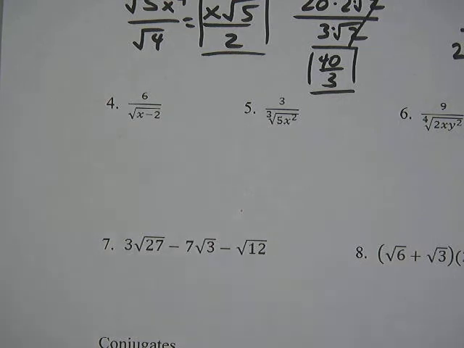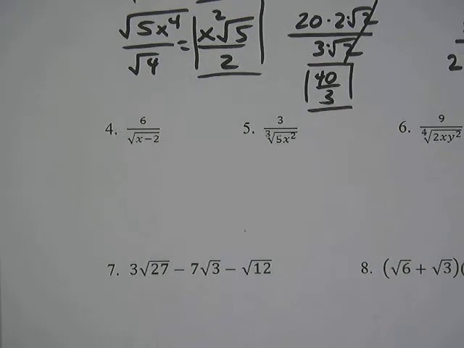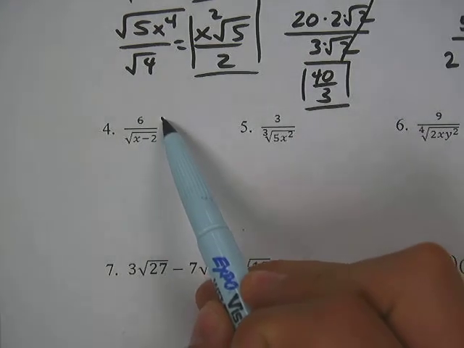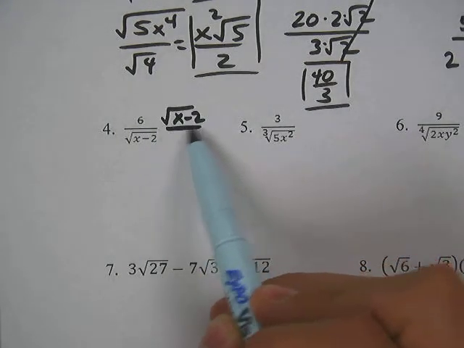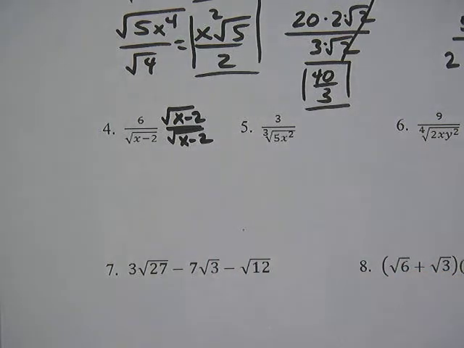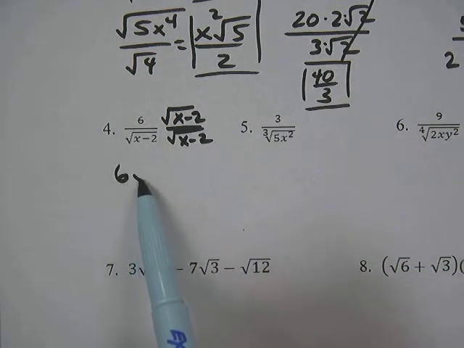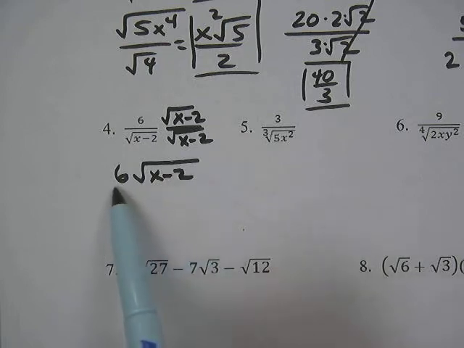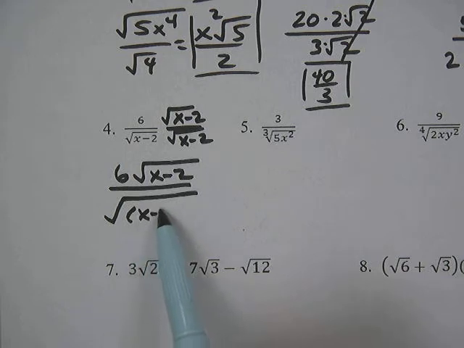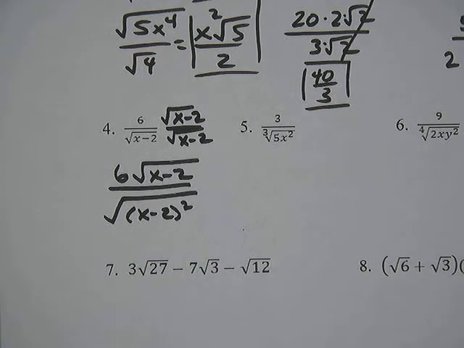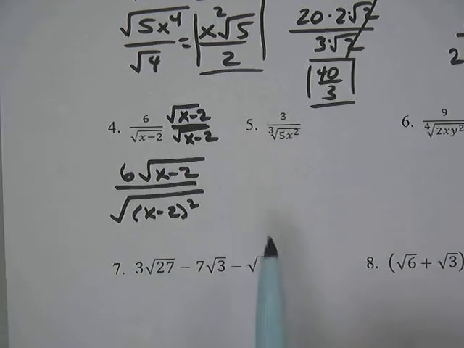Well, let's take a look at this fourth one right here. Again, you notice we have a radical on the bottom. Having radicals on the bottom is something we are not going to accept as simplified. So I need to get rid of that radical. How do I do it? Well, I'm going to rationalize it again. In other words, I'm going to multiply top and bottom by the square root of x minus 2. Up on top, I get 6 root x minus 2. On the bottom, I get the square root of x minus 2, squared.